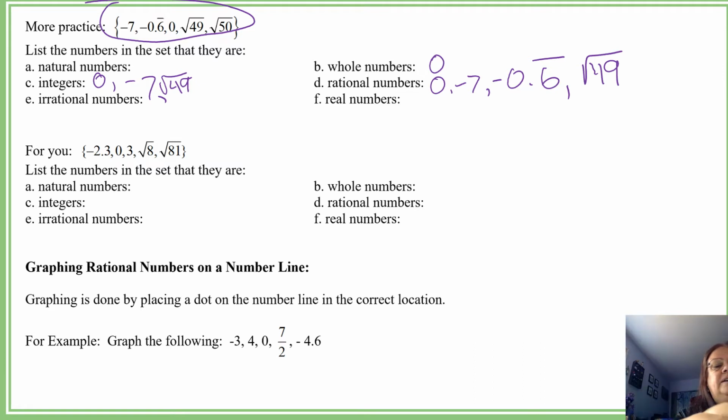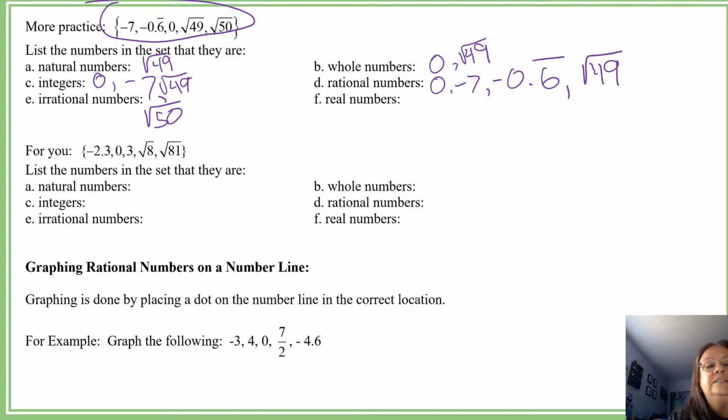All right, now we're back. Square root 49, which is 7. So that means whole numbers also has that. There we go. All right, now, irrational numbers are going to be the square roots that are not perfect. So root 50 would be an irrational number. Real numbers, well, everything in there is a real number.